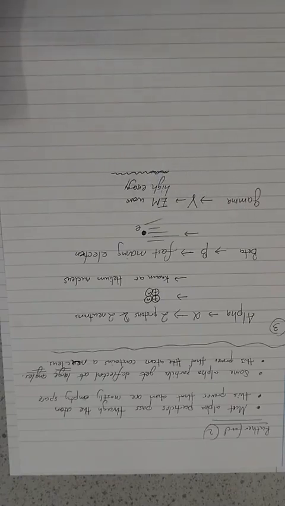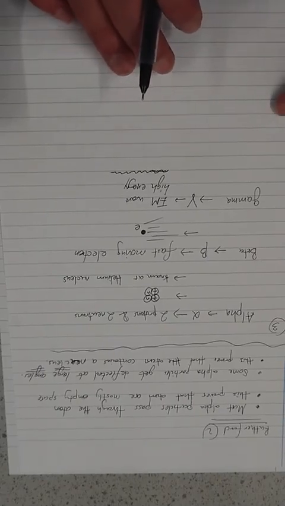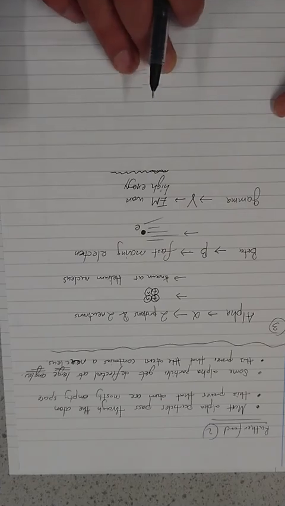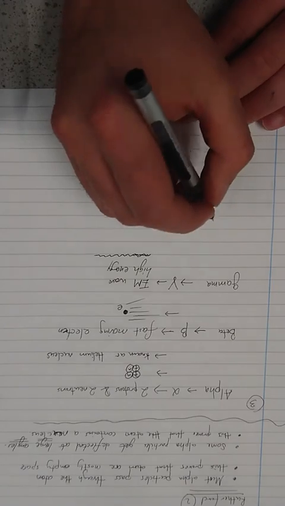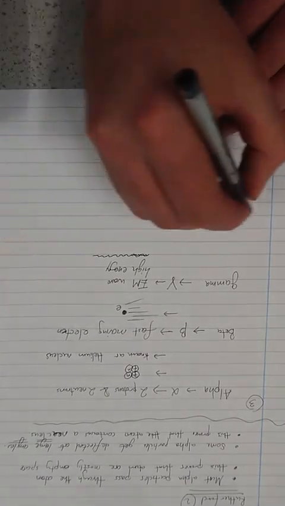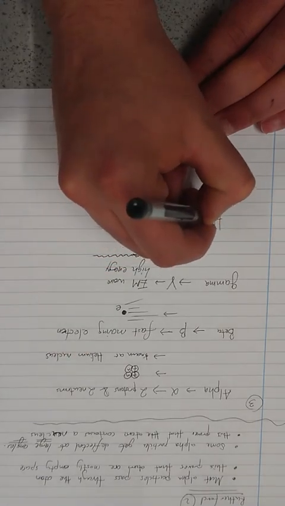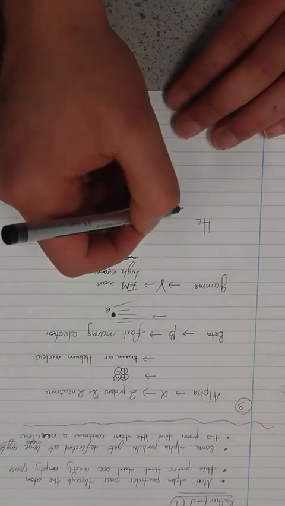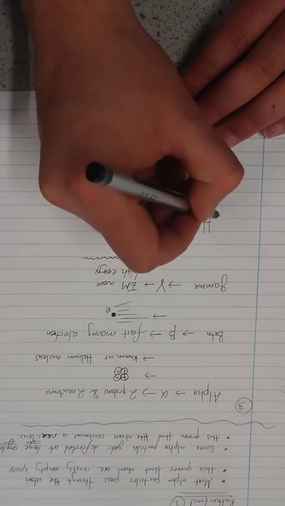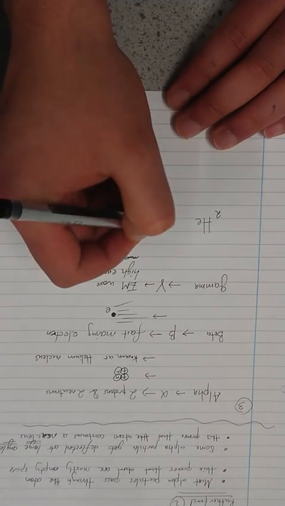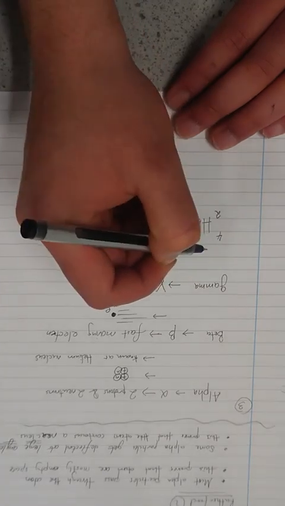Now what we're looking at is something called atomic number and mass number. Let's take a look at this one. From your periodic table, we have an element. Let's take this one for example, helium. Helium has an atomic number of 2 and a mass number of 4.